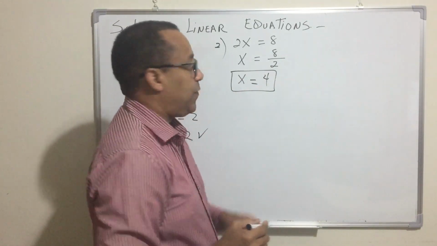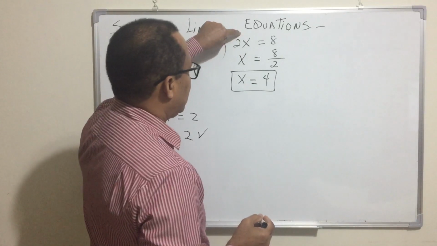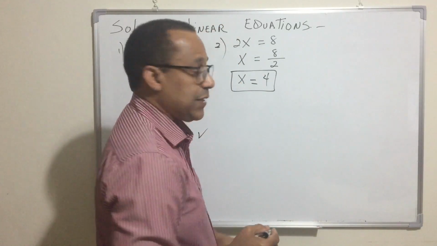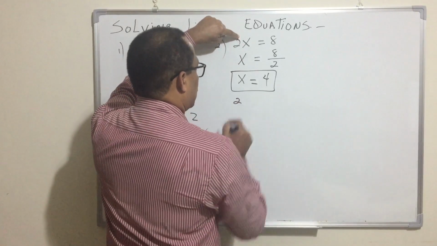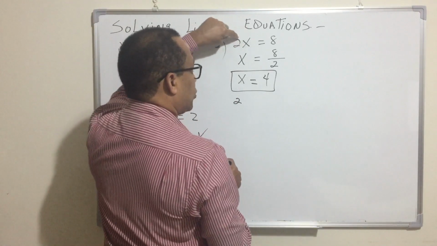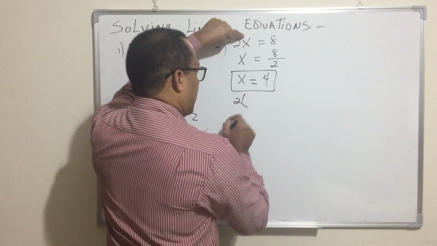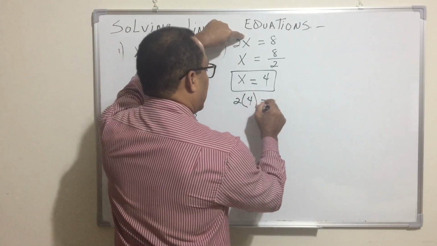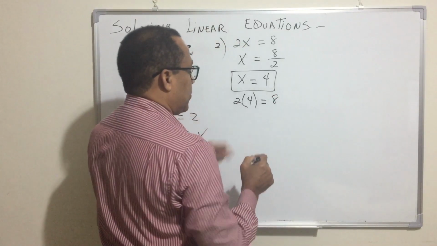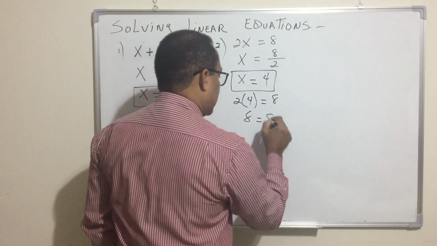Let's solve by replacing, to see if we get the correct answer. It says that x equals 4, so I bring down the 2, and this is a multiplication, so I just open parentheses in order to show the multiplication. 2 times 4 is 8, 8 equals 8, check.